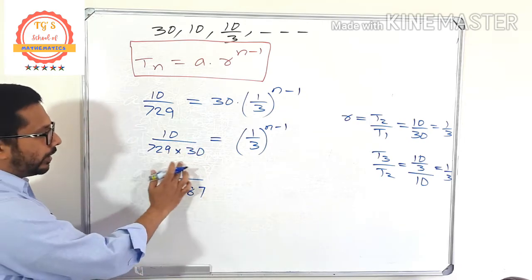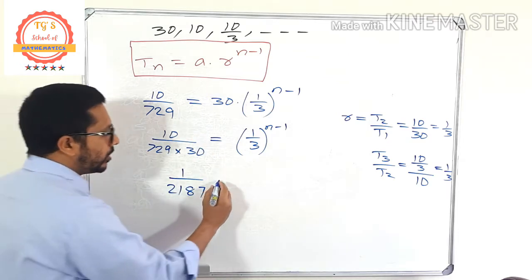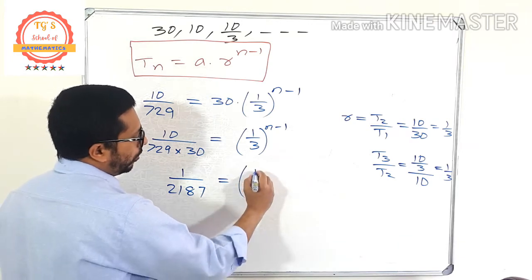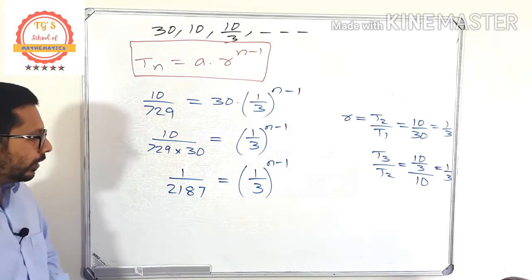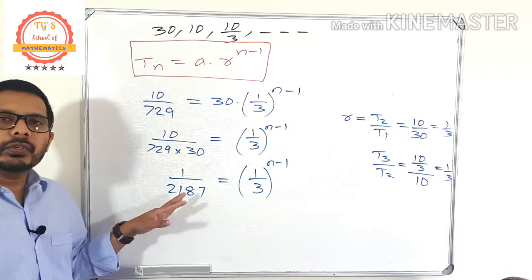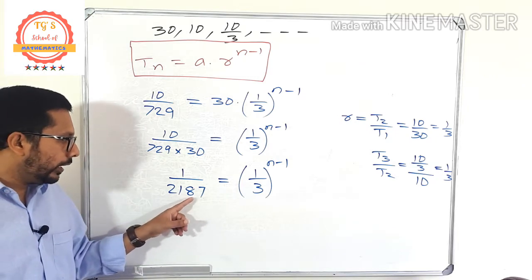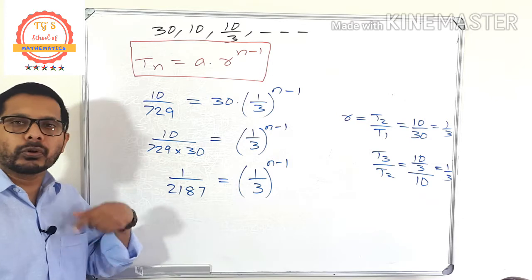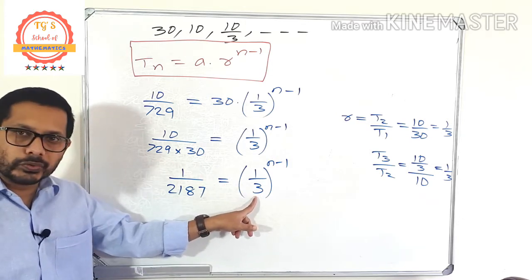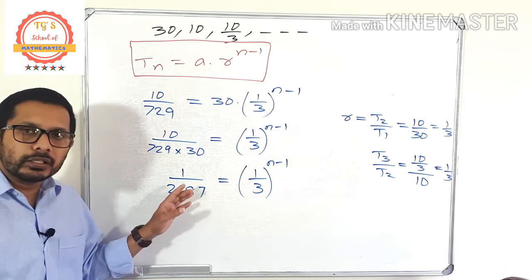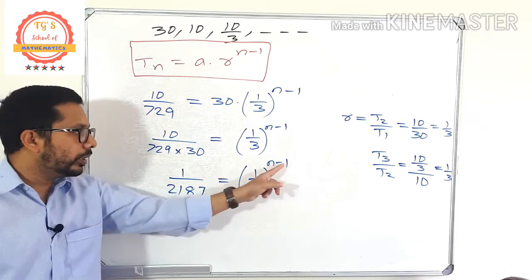In your calculator, the answer for this one you will get as 1 over 2187 is equal to 1 over 3 raised to n minus 1. Okay. So here, if the question is a standard, correct question, this 2187 also you can write as a power of 3, because look at this one, 1 over 3. That means here also you can write 3 raised to something. Okay, so then you can equate the powers.